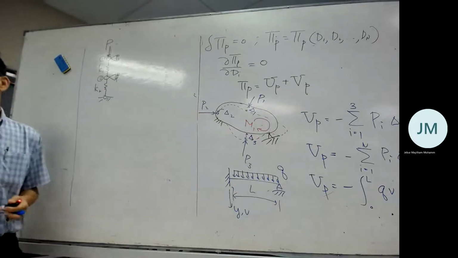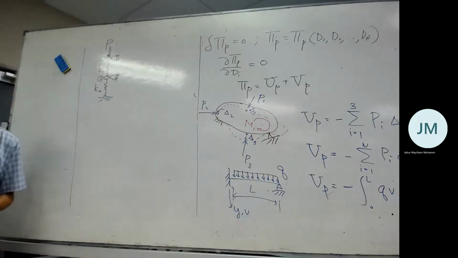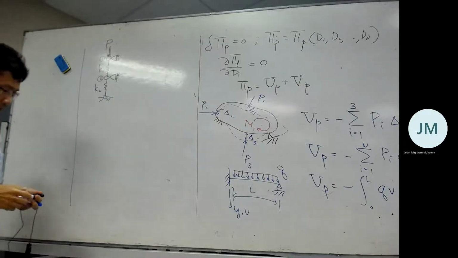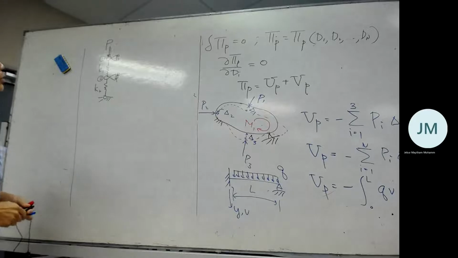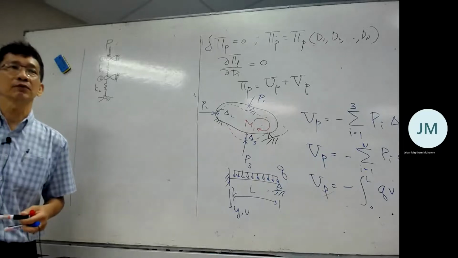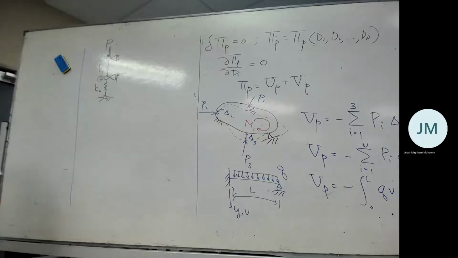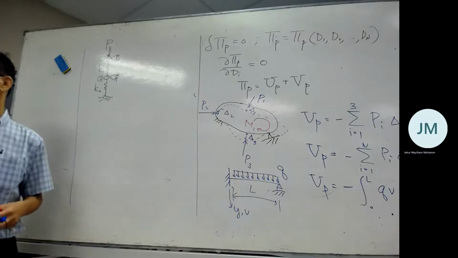So this example is used to illustrate the process of solving. We want to solve using PMPE. The first thing is you need to identify the degrees of freedom. What are the degrees of freedom corresponding to this problem?